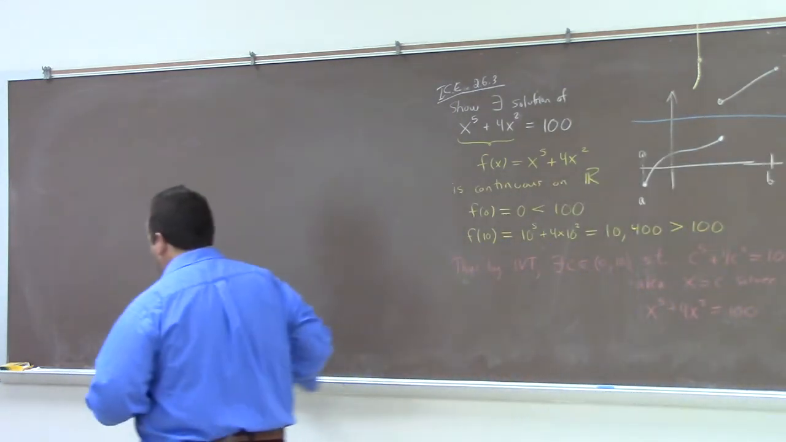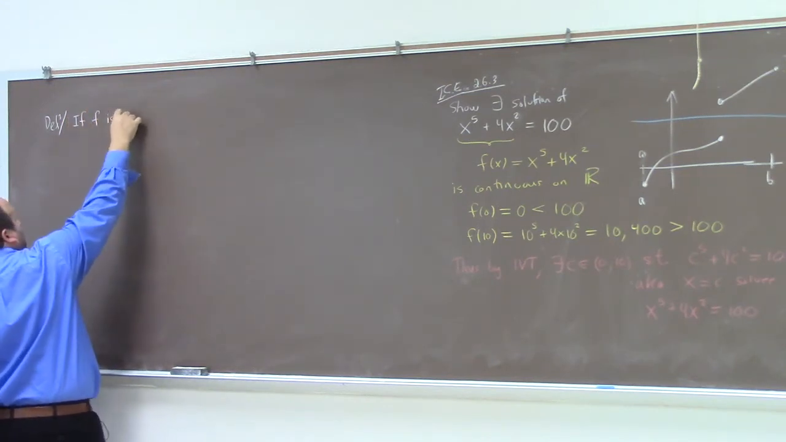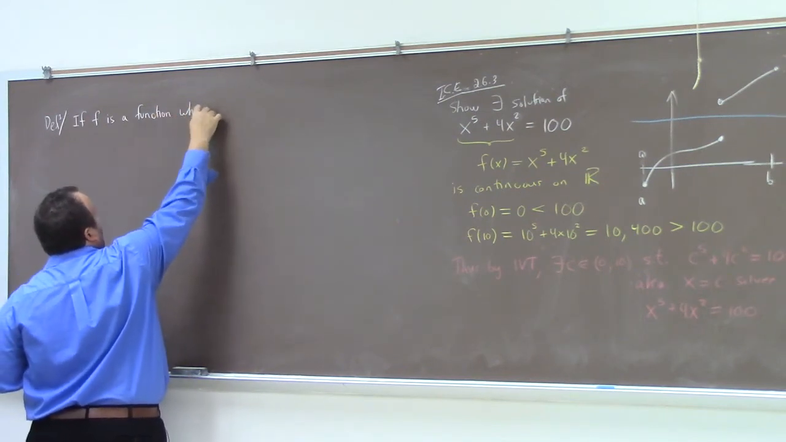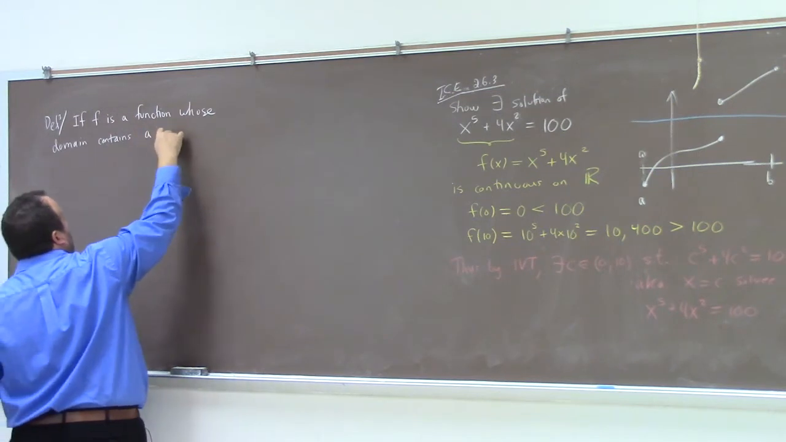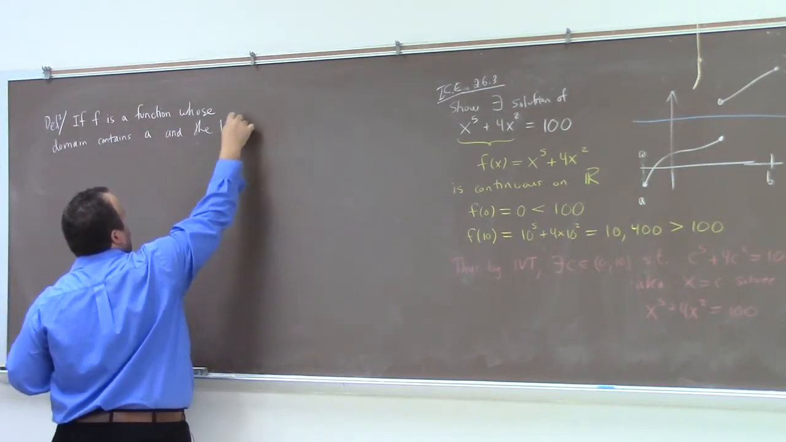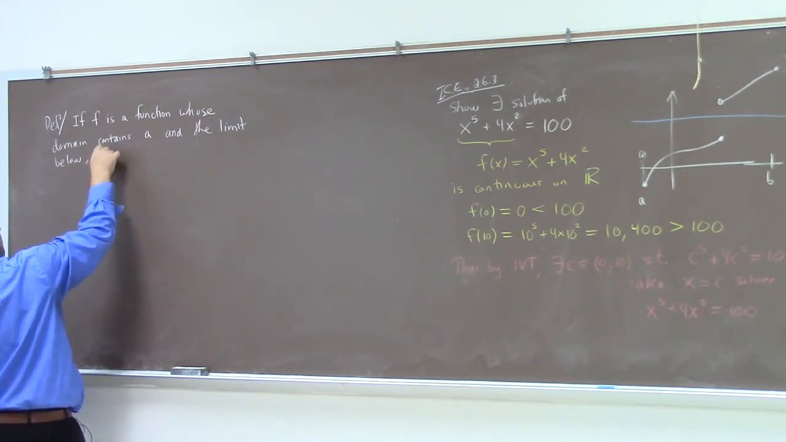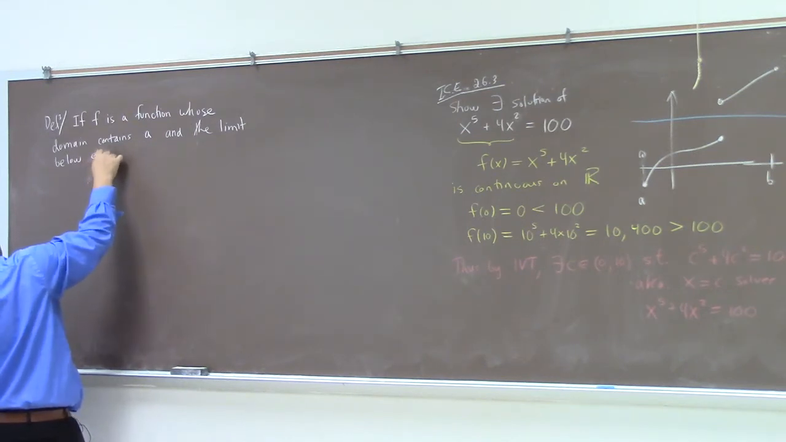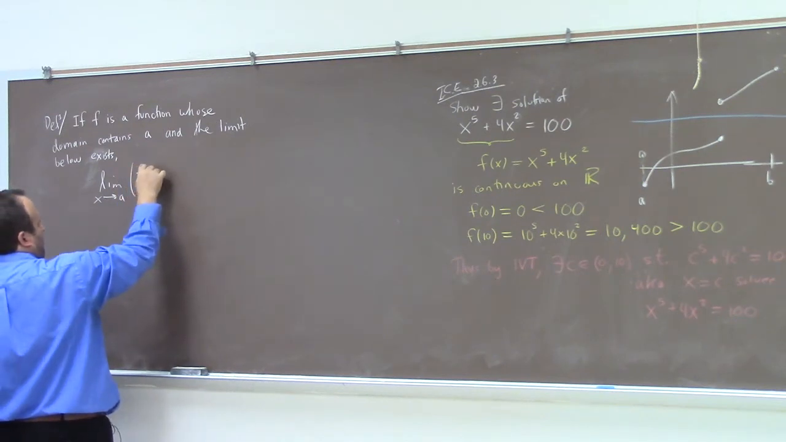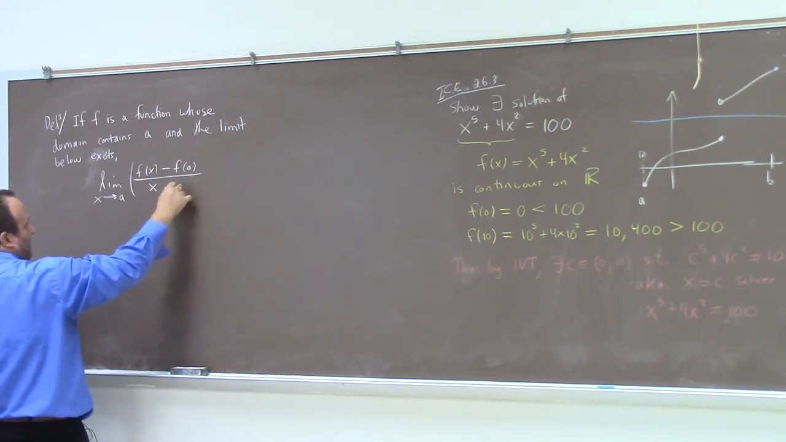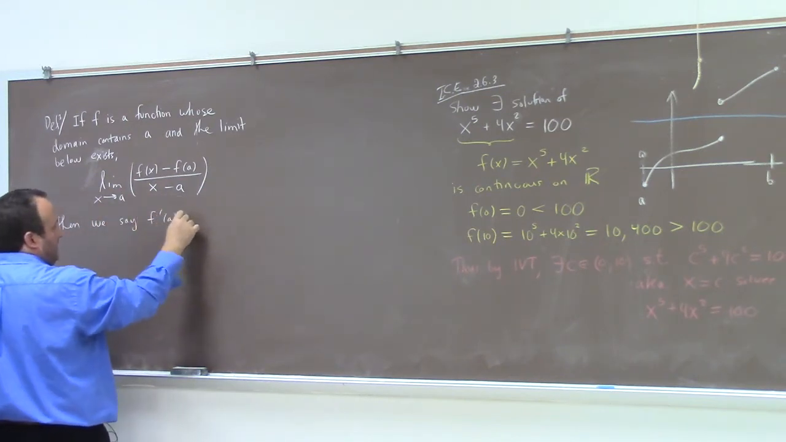But for the moment here, let me just give you a definition. If f is a function whose domain contains a, and the limit below, denoted, exists. So here's the limit: the limit as x goes to a of f of x minus f of a over x minus a. Then we say f prime of a is equal to that limit.